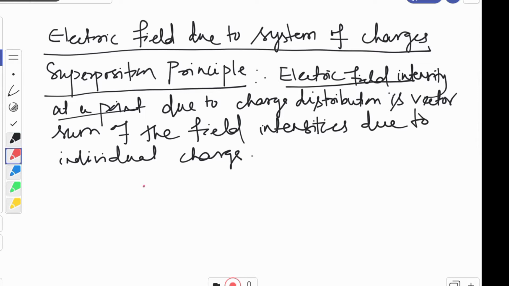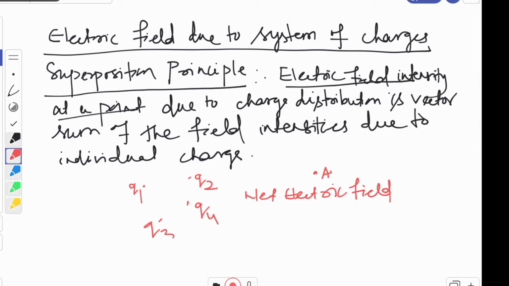Suppose Q1 charge is over here, Q2 charge is over here, Q3 charge is over here, Q4 charge over here. Suppose 4 charges are there. This is your system of charges. Okay, and I want to find out the field intensity at this point A. Okay, so as per superposition principle, your net electric field at A will be EA.